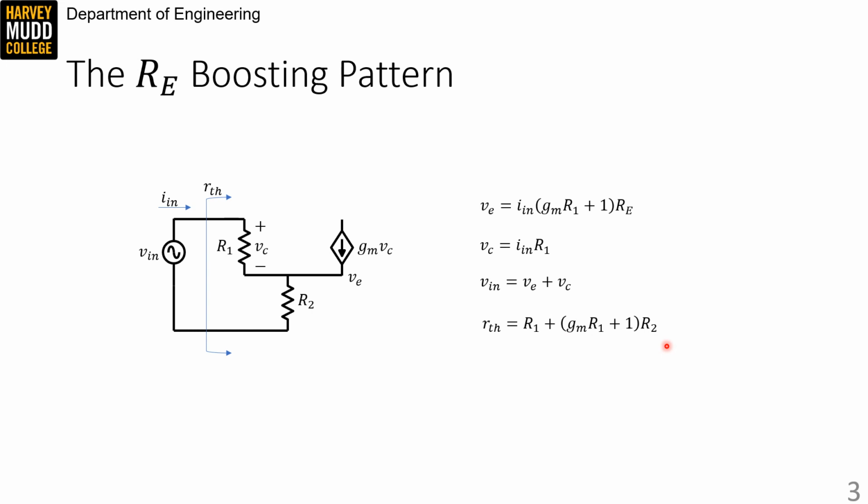And that R2 boosting effect is because the GM generator supplies much of the current to R2 that's needed to set its voltage to the right level. That means the VIN source doesn't need to send as much current as if the GM generator weren't there. And the reduction in current coming from the VIN source makes R2 look like a much bigger resistance for a given voltage.